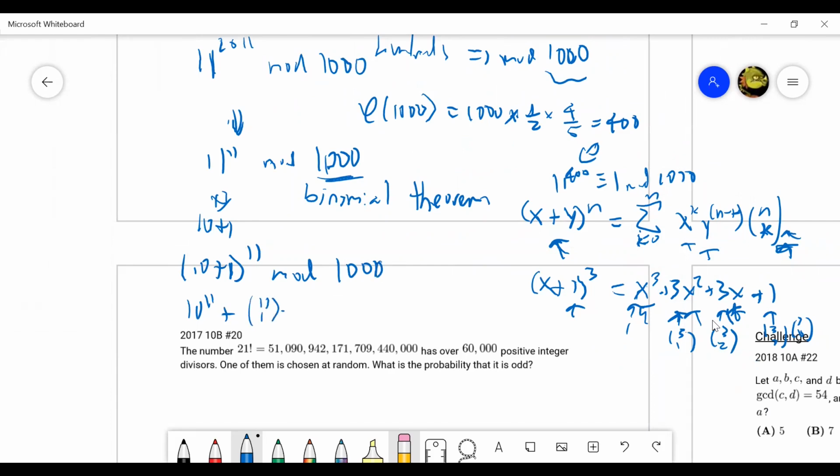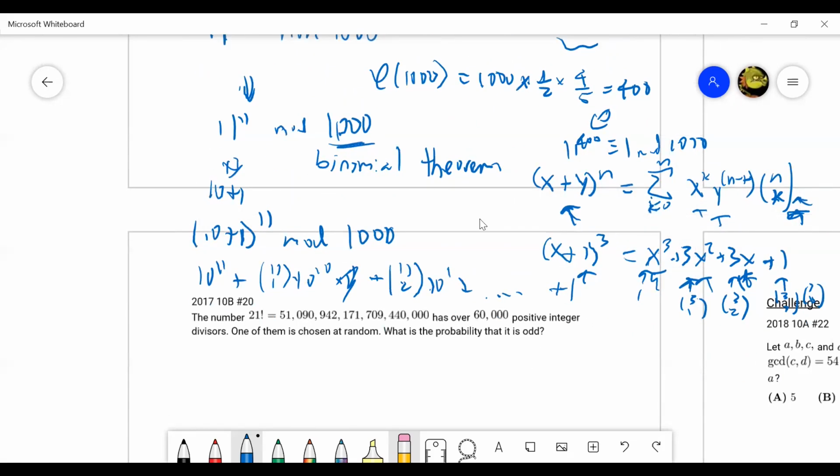11 choose 1 times 10 to the 10th times 1 to the 1, and any power of 1 is equal to 1, so we can just ignore it from now on. And then it looks something like this, right? And so eventually we'll get to plus 1. And the reason why this is so useful when we're taking a mod of a power of 10 is because each of these terms is just equal to 0 mod 1000, because the exponent of the 10 is a lot larger than 3. So we can effectively ignore all of these terms until we get down to a term with a small enough power of 10.